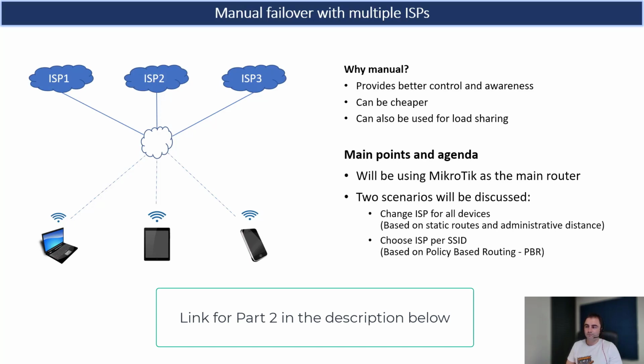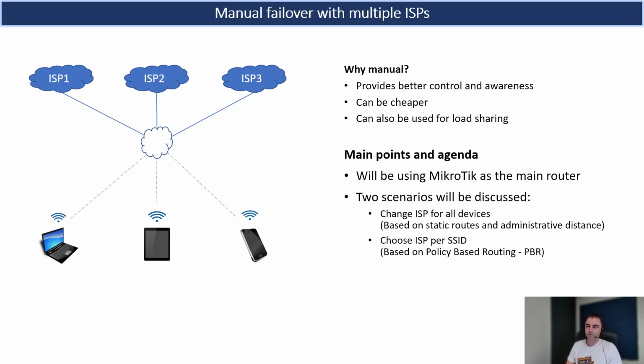So my main device will be MikroTik. I'm going to configure MikroTik in this demonstration, and we are discussing two scenarios. In scenario one, we change the ISP based on the routing table, and when we change the ISP manually, all the connected devices switch immediately to whatever we prefer.